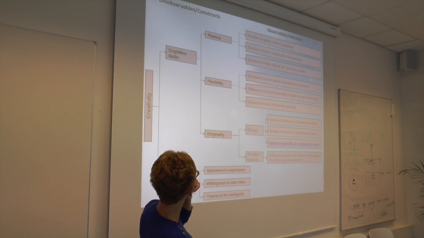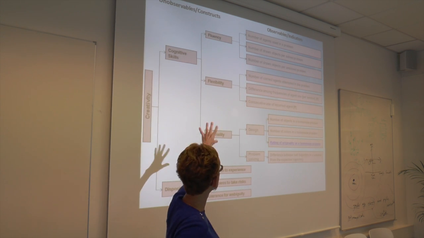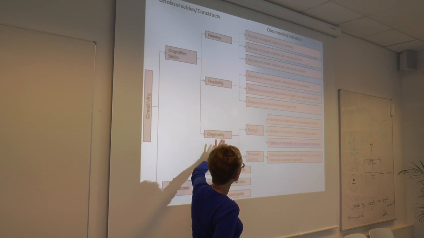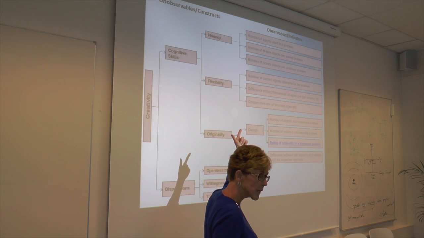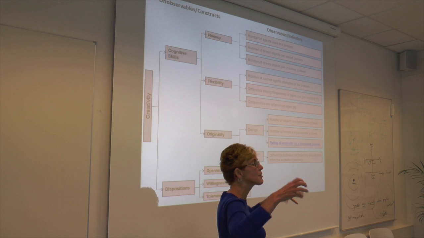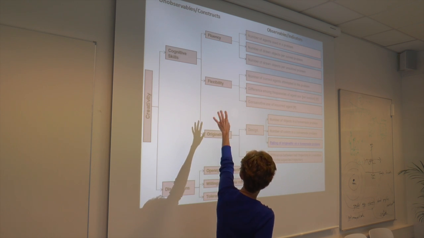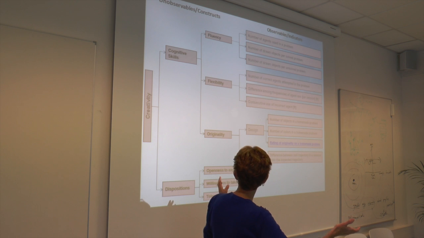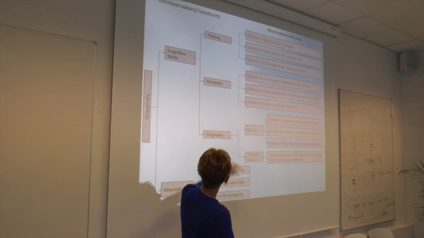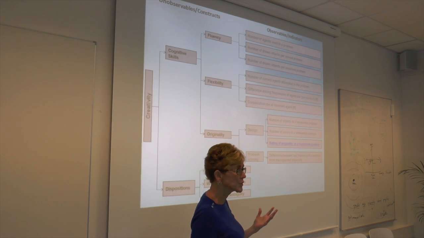So with cognitive skills, and again, the stuff over here are the theoretical constructs. Things like fluency, that's also known as brainstorming or divergent thinking, your ability to think of a lot of different things. Another one is flexibility, that's the opposite of functional fixedness. And another one is originality, and that's the novelty of your ideas.